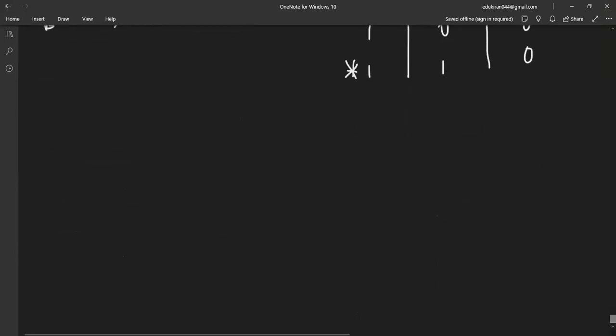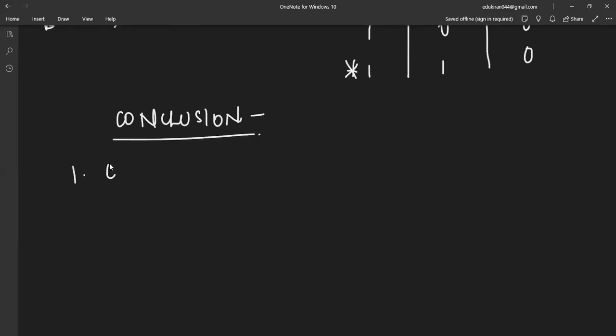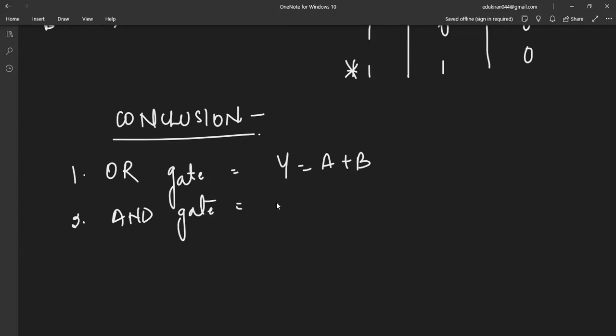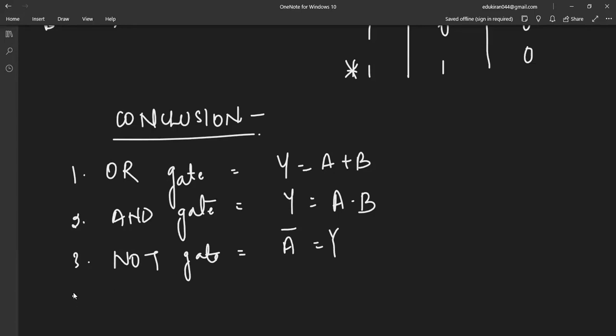So as a conclusion, before starting with the questions, you should just remember: for the OR gate, Y is equal to A plus B. Second, AND gate, Y is equal to A dot B. Third, NOT gate, this bar symbol shows that whatever the answer is, we just write the opposite.